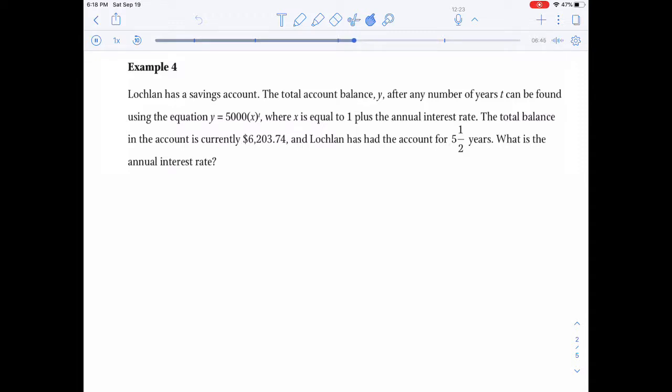All right, so let's begin by writing our equation, because it has an equal sign. y equals 5,000 multiplied by x to the t power. Now, the current value is $6,203.74, so we can substitute that in for y on the left-hand side. So we have 6,203.74 equals 5,000 multiplied by x, which is the interest rate we're trying to find, and then to the t power.